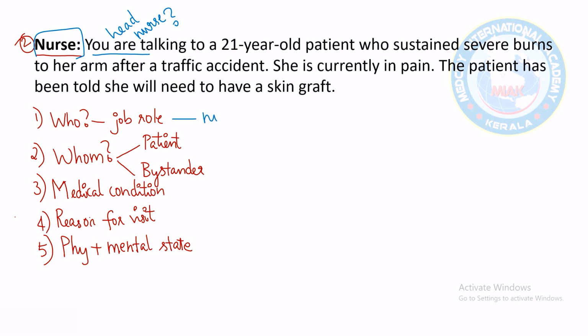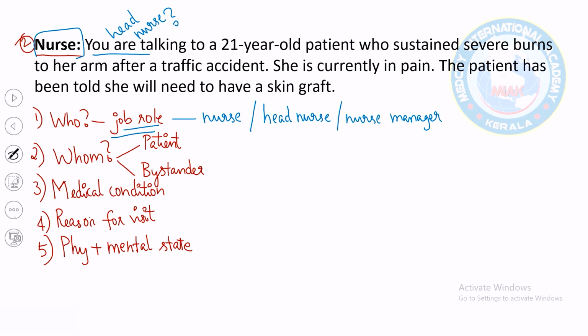So you could just be one of the registered nurses, you could be a head nurse, or the job role could be a nurse manager. So the first piece of information you can pick is your job role. And in this example, we know that we are the nurse.